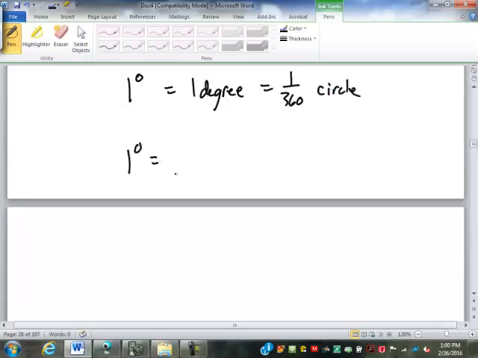Smaller than 1 degree, just like 1 foot contains 12 inches, 1 degree contains 60 minutes. The symbol for minute is a single quote, just like the foot symbol. 1 minute contains 60 seconds. The symbol for seconds, by the way, is the double quote. 1 second looks like that, just like an inch symbol.